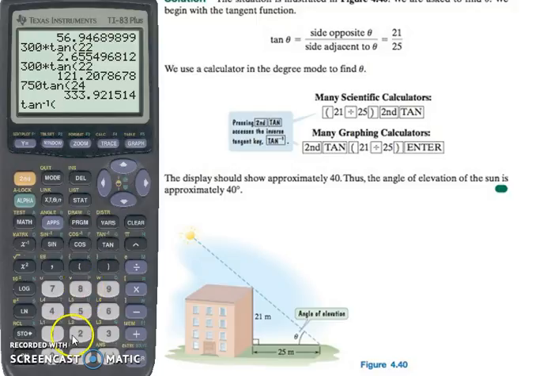So we're going to do inverse tangent of 21 divided by 25. Make sure you're in the mode that you want to be in. Since it asks for degrees, we're going to go ahead and stay in degrees. It gives you approximately 40 degrees. So that tells you that this angle right here is 40 degrees. Okay?